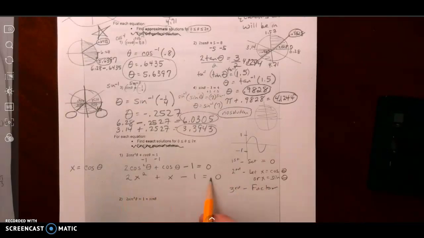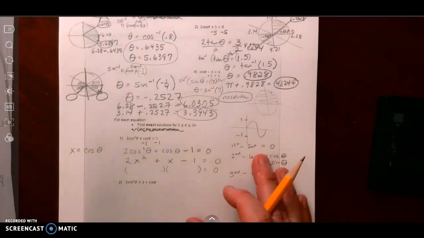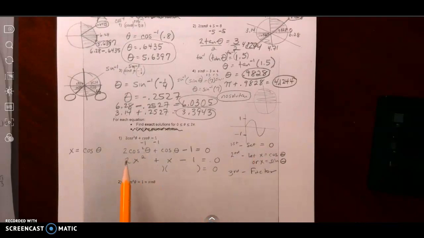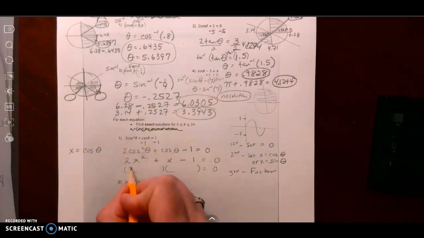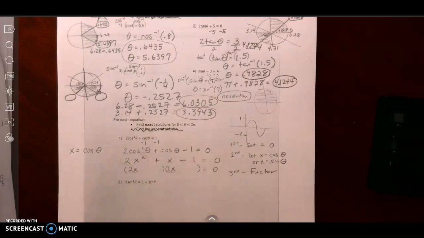So when I factor this, I know that it's going to be a binomial times a binomial. And whenever you're factoring, I'm hoping that you know how to factor this at this point. You should have learned basic factoring like this. The first term here is going to be determined by these two right here. The only way to get 2 is 2 and 1. It's the only way. And the only way to get x squared is x and x.